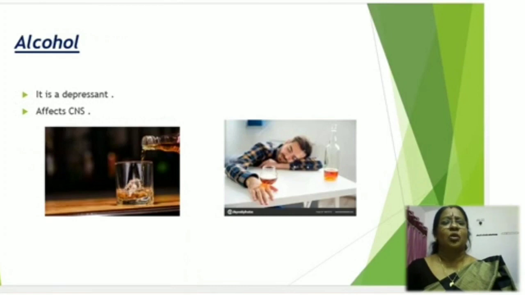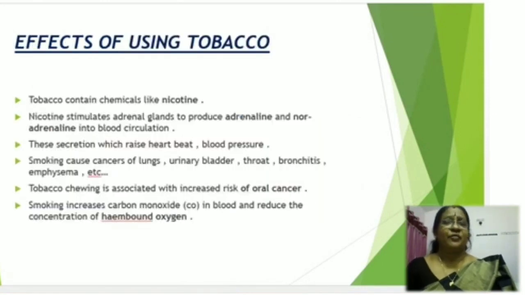The next one is alcohol. It is also a depressant, and it also affects the central nervous system. So what are the effects of using tobacco? You know that tobacco contains a chemical, that is nicotine. Nicotine stimulates the adrenal glands to produce adrenaline and noradrenaline into blood circulation. These secretions increase our heartbeat, blood pressure, etc.